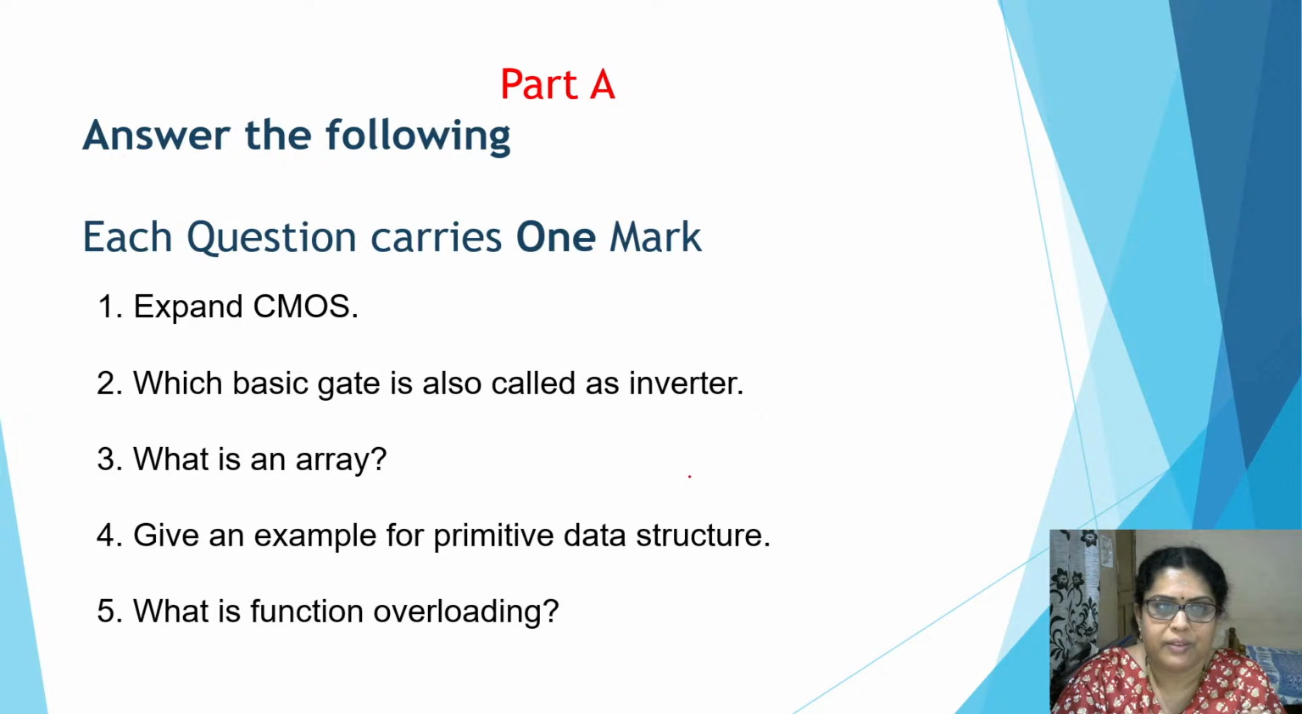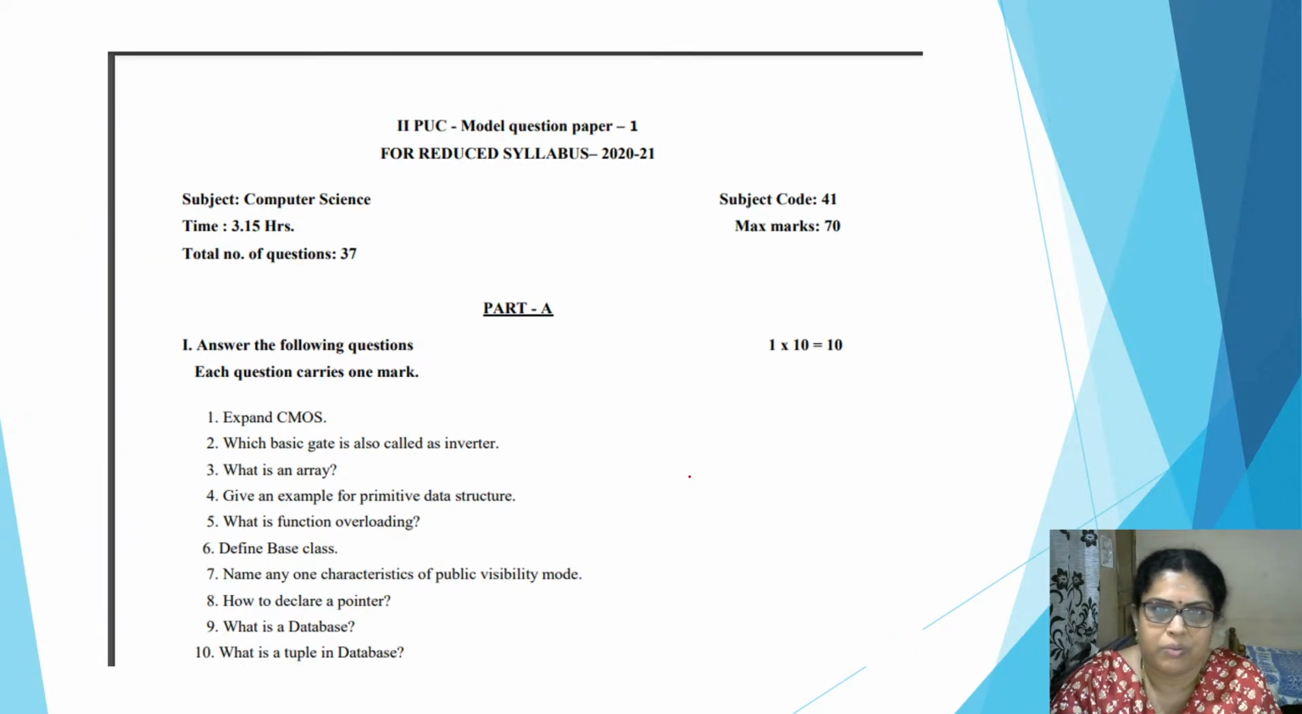We will quickly revise them. Expand CMOS: complementary metal oxide semiconductor. NOT gate is called an inverter. Array is a homogeneous set of elements with a unique name, arranged in adjacent memory locations. Examples of primitive data structures are integer, character, floating point. Function overloading means two or more functions having the same name but differing in number and type of arguments. And what is a base class? A class whose properties are inherited by another class.